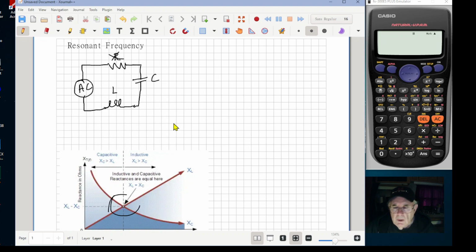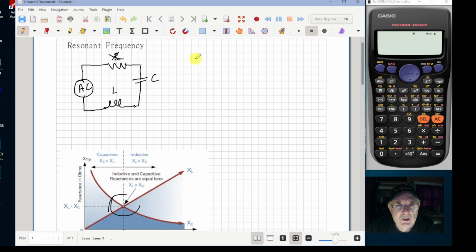Well, there's a relationship for this. We could actually derive it from setting the two formulas for inductive and capacitive reactance to each other and then solving for F. And rather than waste video time doing that, you can do that as an exercise. And that's a good exercise to do, by the way. I'll write it out here one time.